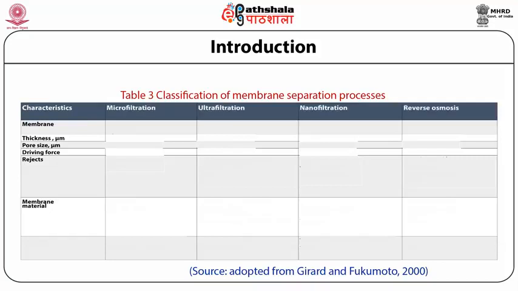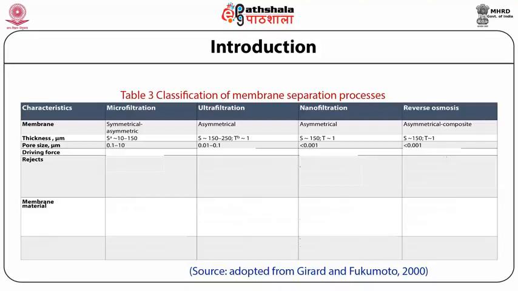In MF, normally a symmetric or asymmetric type of membrane is used. In UF, mainly asymmetric. Also in NF, an asymmetric membrane is used. In the case of reverse osmosis, asymmetric as well as composite membrane is used. Thickness in micron: here S means sublayer, and T denotes the top layer. It varies from 10 to 150 micron, 150 to 250 micron in the case of UF, and 150 in the case of NF, and around 150 with a top layer of 1 micron in the case of reverse osmosis.